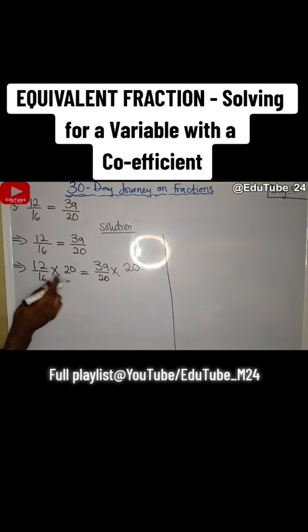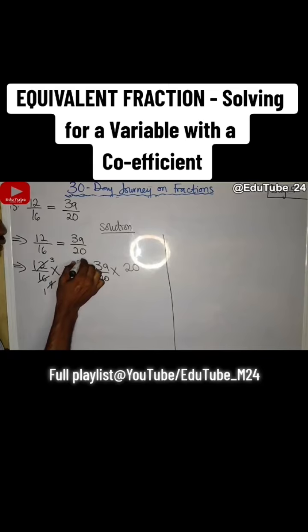Let's look for what can divide. First of all, 12 and 16 has a common factor, which is 4. So 4 in 12 will give us 3. And then 4 in 16 will give us 4. Then 20 and 4 has a common factor, which is 4 itself. 4 in 4, that will give us 1. And then 4 in 20, that will give us 5.